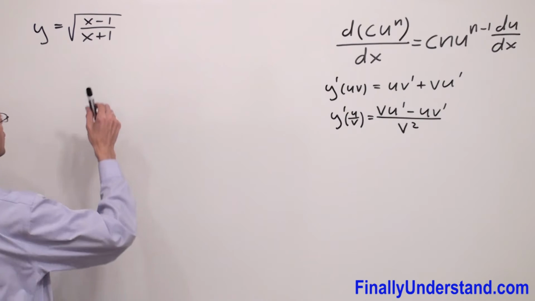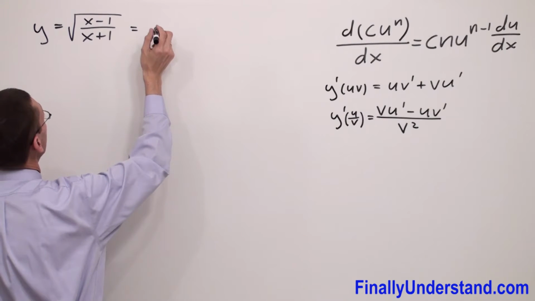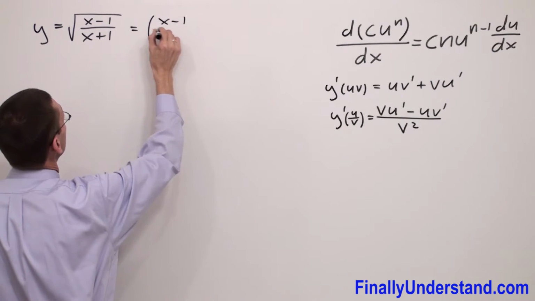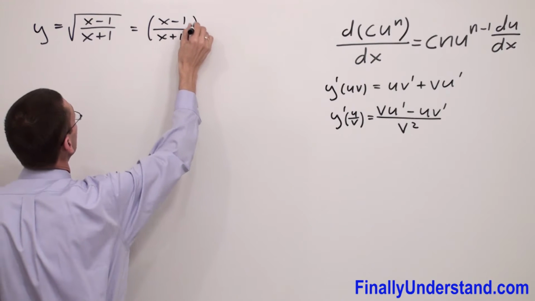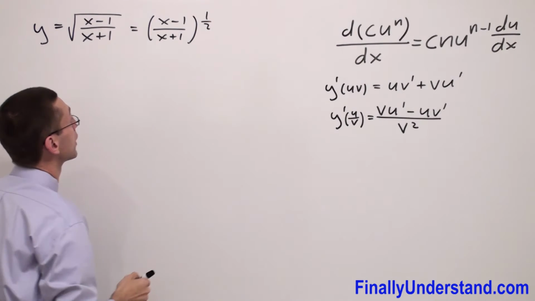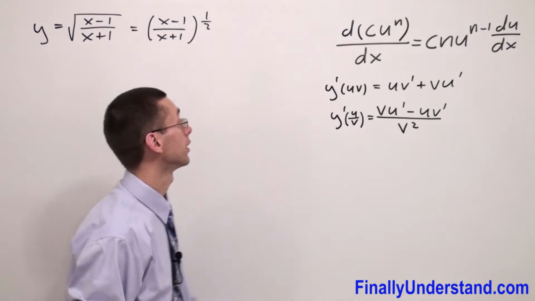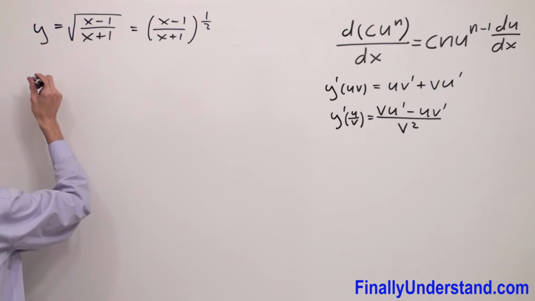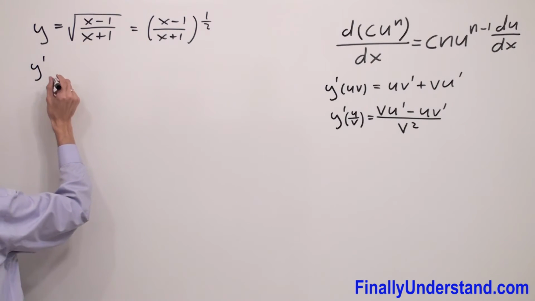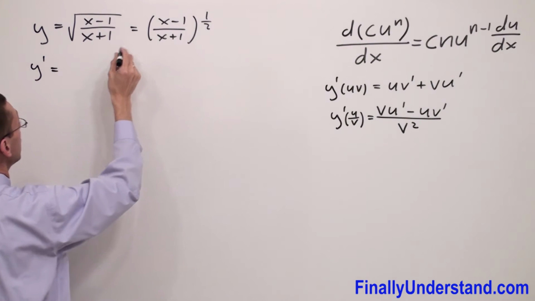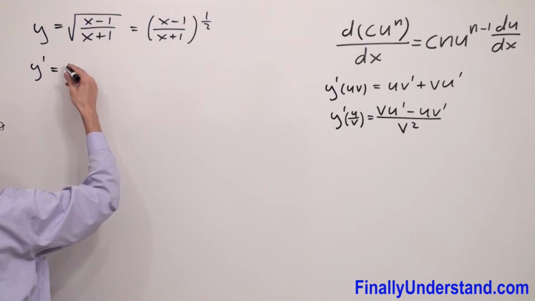In this example, we're going to convert the square root to the exponent first. So I have (x minus 1 over x plus 1) raised to power 1/2. Next, I'm going to use this formula. So I have y prime is equal, remember, anytime there is no constant, there is an invisible 1. And because this is 1, I'm not going to copy this down.